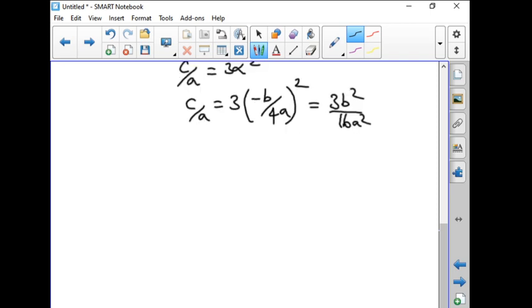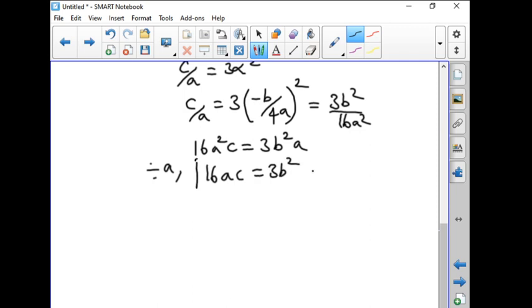Okay. So now let us write down the condition. Cross multiplying this, 16a square c is equal to 3b square into a. Now cancelling a, divide by a, what you will get? 16ac is equal to 3b square. So this is the condition for one of the roots of the given equation to be thrice the other.